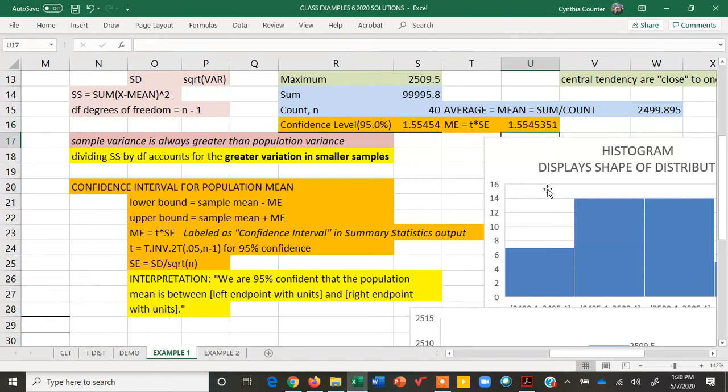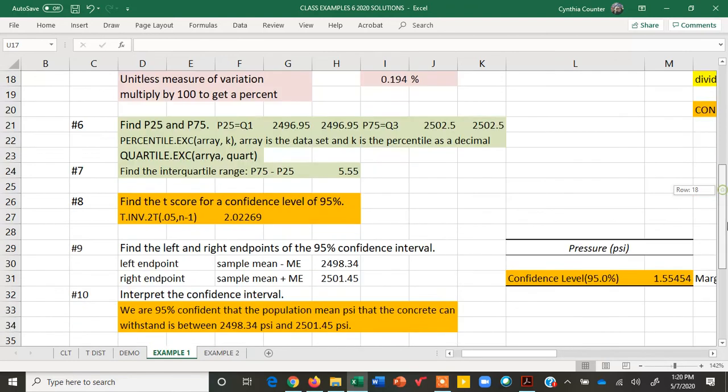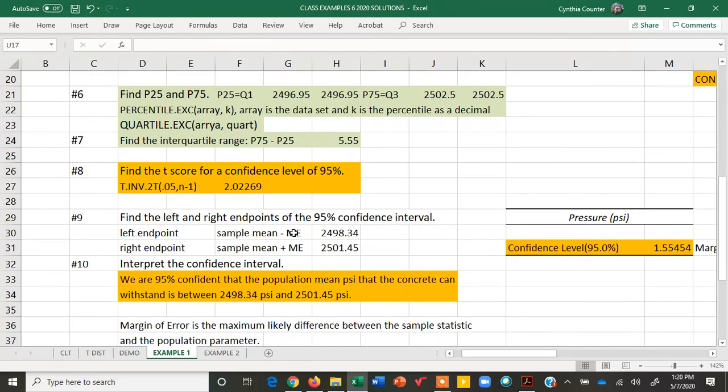And then once you have your margin of error, then you go finally to finding the endpoints where the left endpoint is sample mean minus margin of error, and the right endpoint is sample mean plus margin of error.